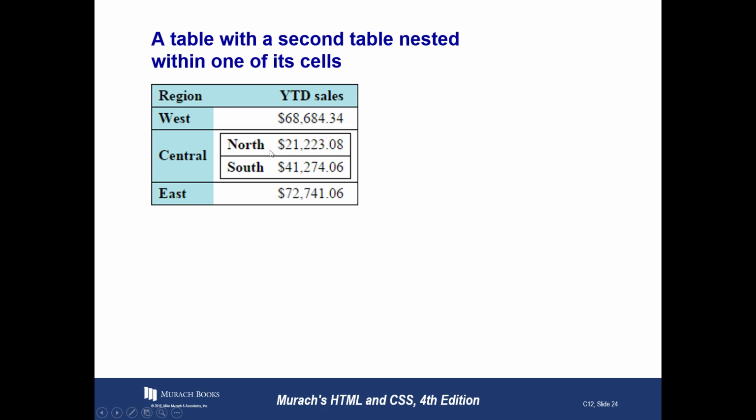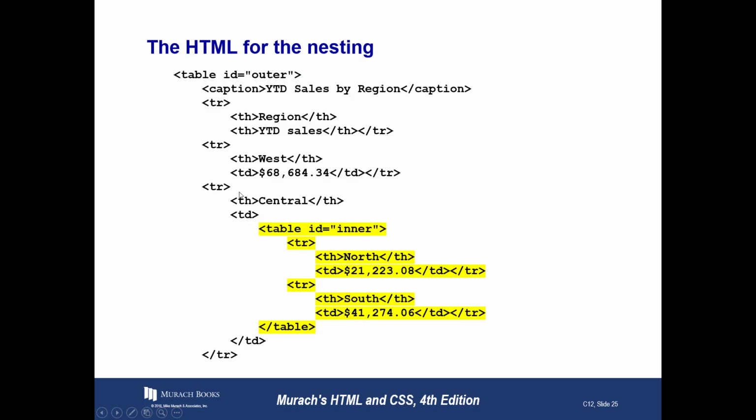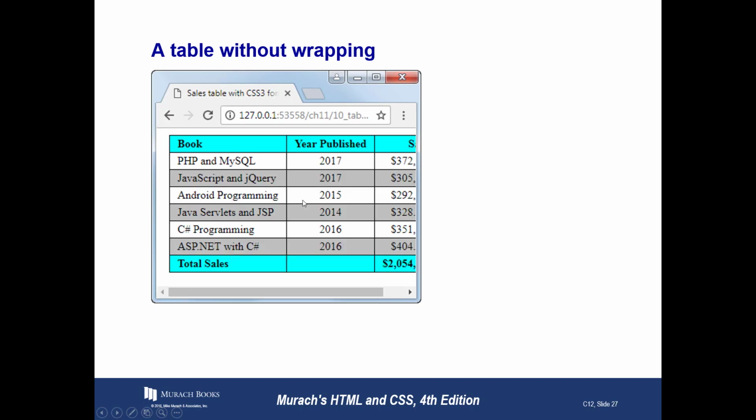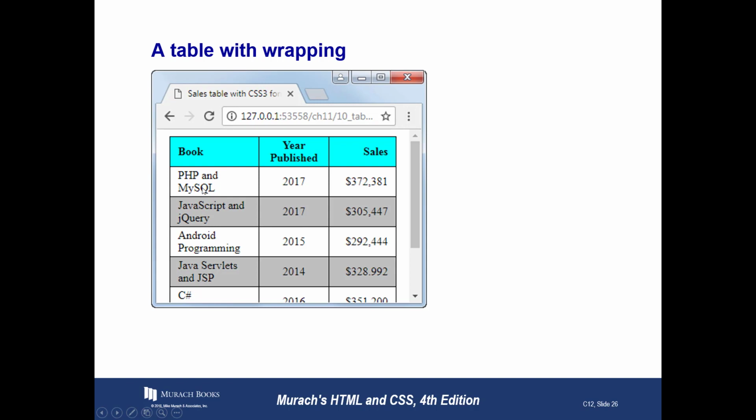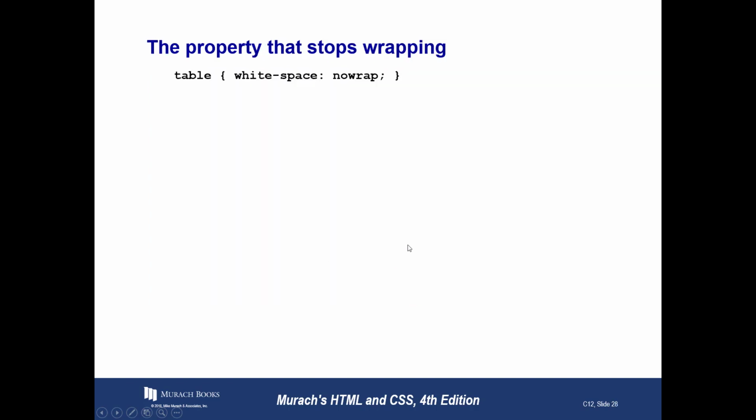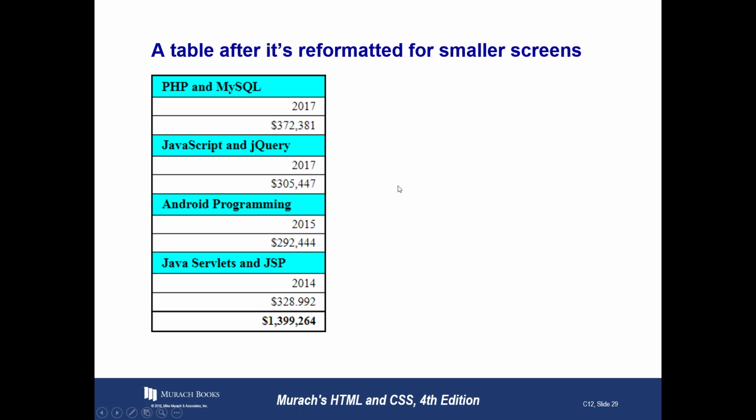Here is an example of a table nested within a table. Can you do that? Sure. Should you do that? Well, I don't like the way that looks, but you can. But notice they've got a table, and then inside of that table, they've got another table. Here's a table with wrapping. Here it is without wrapping. So notice the difference. Here it wraps over as you make the screen size smaller. Here it does not. You can say wrap, or you could say nowrap there to turn wrapping on or off.